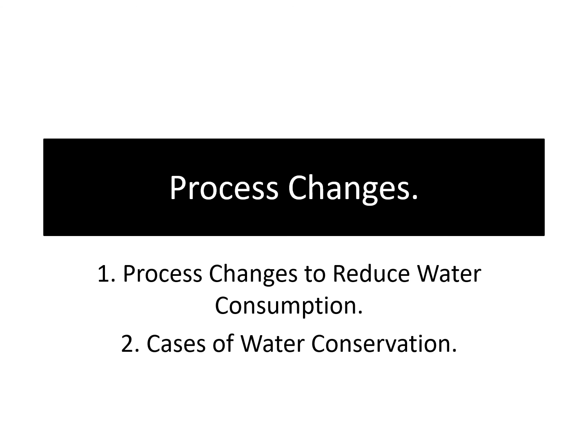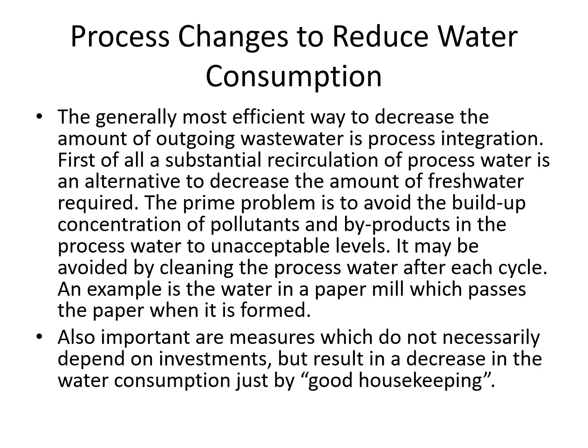Now एक और हमारे पास term है that is about process change। उसके अंदर हमारे पास प्रोसेस चेंज टू रिड्यूस वाटर कंजम्पशन और कुछ केस स्टडीज हैं फॉर वाटर कंजर्वेशन। So process change to reduce water consumption. Generally, most efficient way to decrease the amount of outgoing wastewater is process change. First of all, a substantial recirculation of processed water is an alternative to decrease the amount of fresh water required.